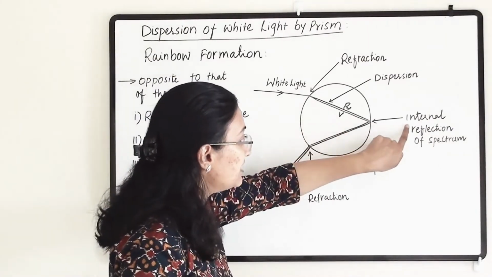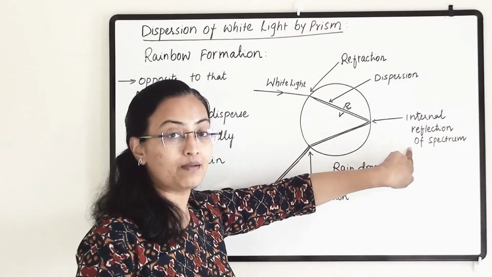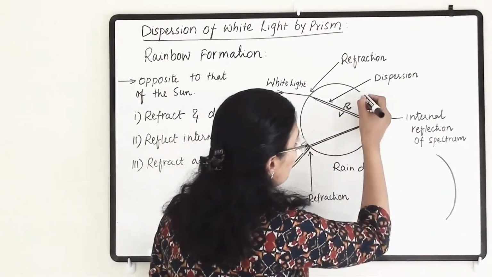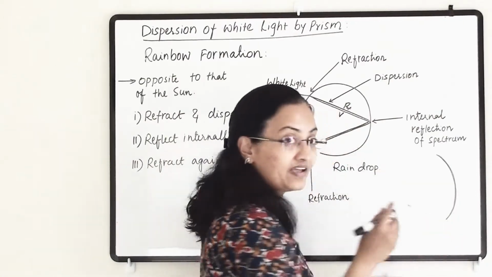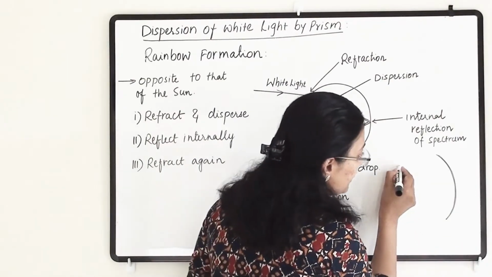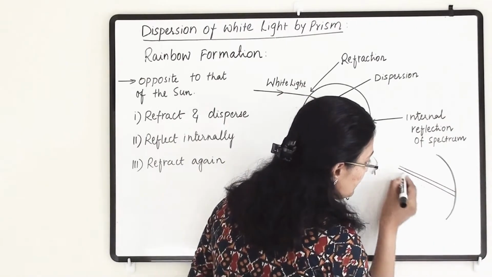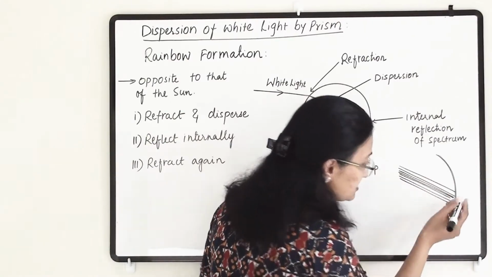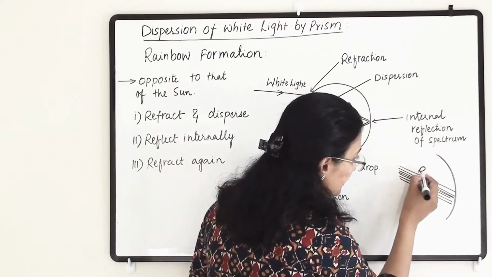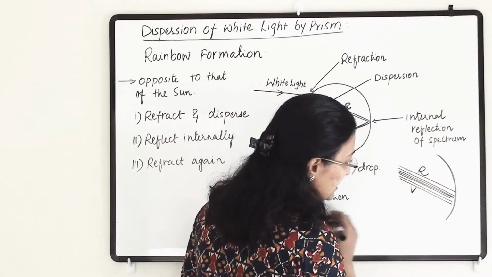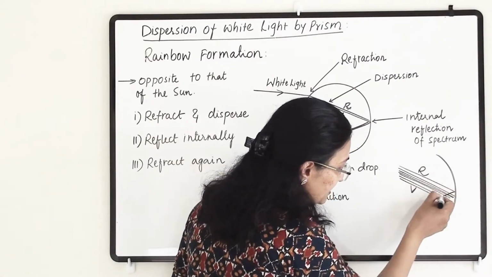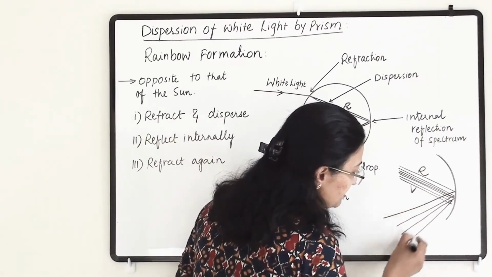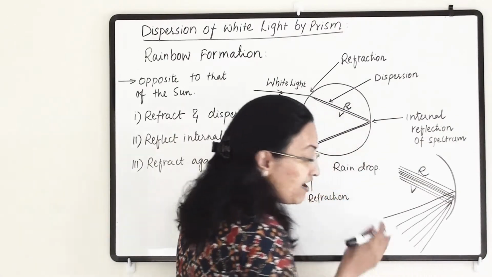After this, the internal reflection of the spectrum will happen. That means this surface of the raindrop which we are seeing here will act as a mirror, and it will reflect all the 7 colors of the light. For example, there are 7 colors here and all these 7 colors will reflect, and this red color is at the top, violet is at the bottom. So here they will reflect and red will come out first, and later on all the 7 different colors will come out after that.